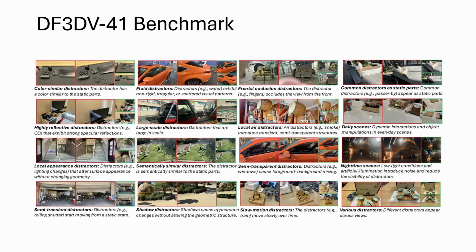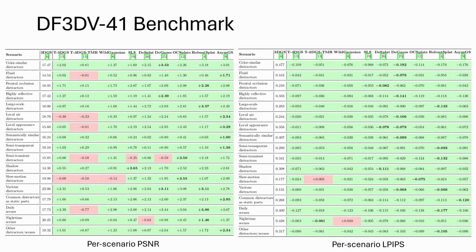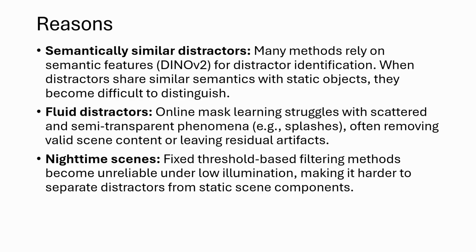To enable systematic analysis, we further designed DF3DV-41, which includes 17 scenarios based on our observations of the weaknesses of current distractor-free radiance field methods. Quantitative results show that semantically similar and fluid distractors are the most challenging scenarios, while nighttime scenes are the most difficult scene type. For semantically similar distractors, many methods rely on semantic features for distractor identification. When distractors share similar semantics with static objects, they become difficult to distinguish.